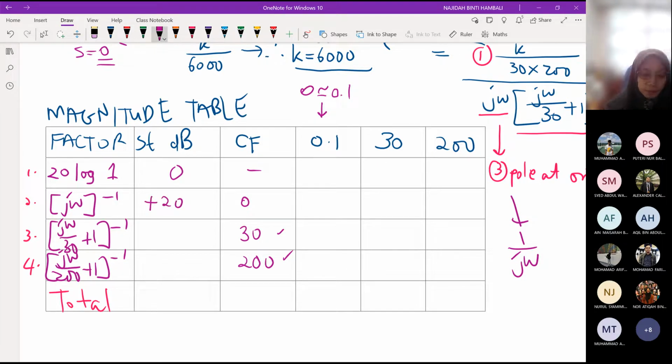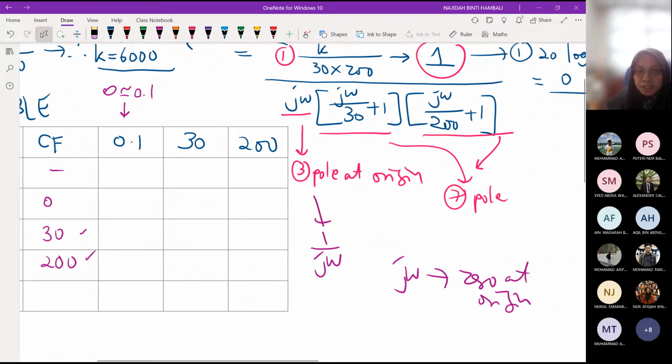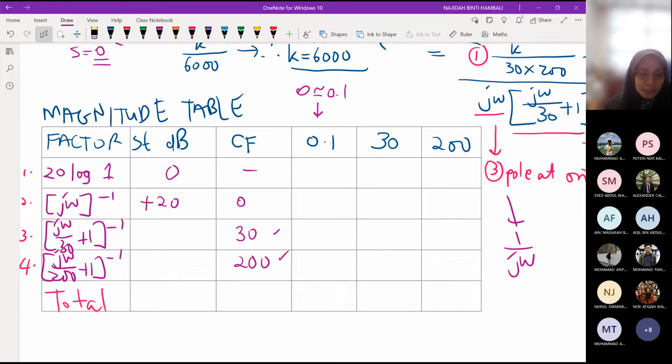Next, from theory number 7, you have a 2 pole function. What is the starting point for magnitude for pole? Theory number 7. Check theory number 7. Very good. 0 and 0. So for this column, you total up the starting point will be positive 20 dB.